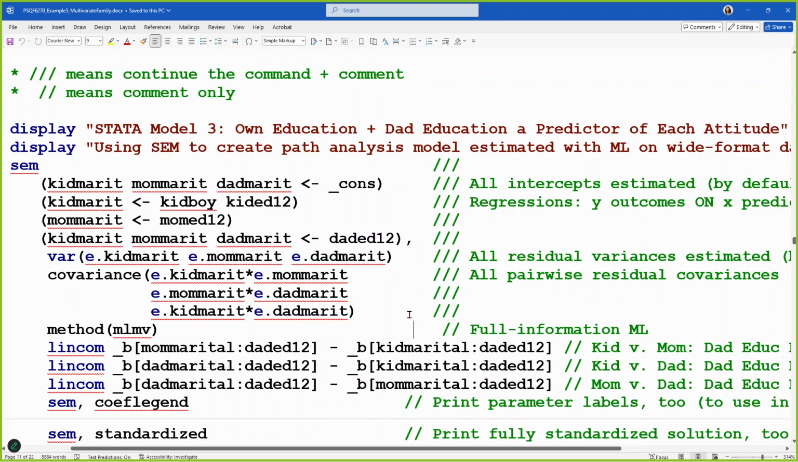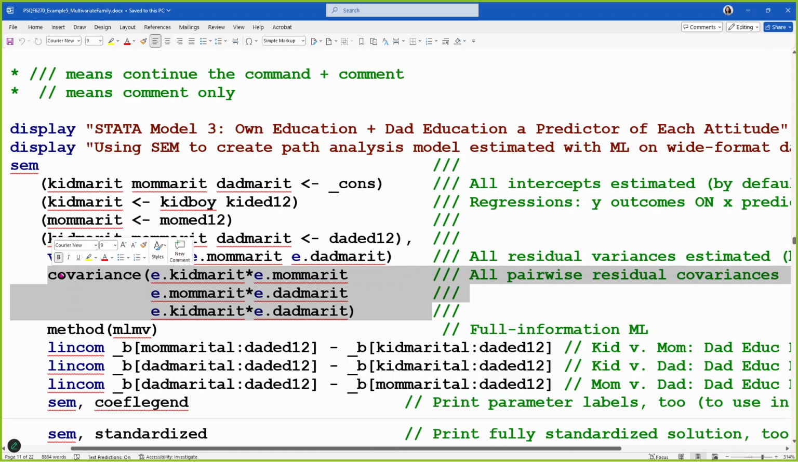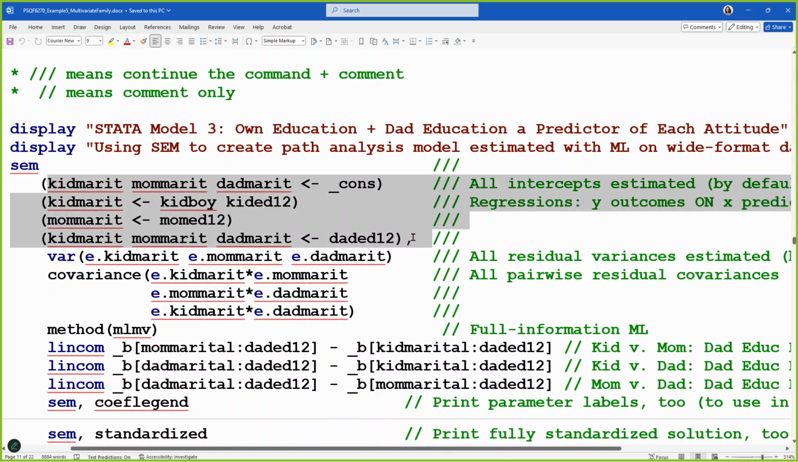So my approach to writing code, particularly in SEM and path analysis, is to write out everything. I don't want to have to remember what the defaults are and hope that it's the right thing I wanted. So I write everything out. In practice, the only things that you would have to write out would be covariances you're adding and slopes. You get intercepts, you get variances by default.